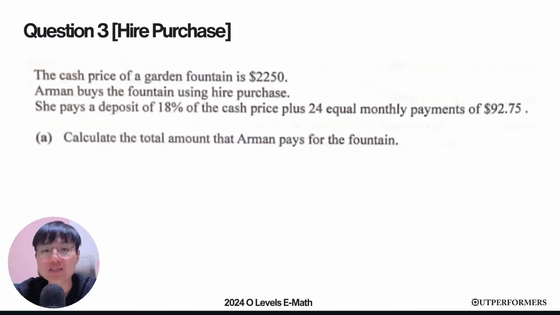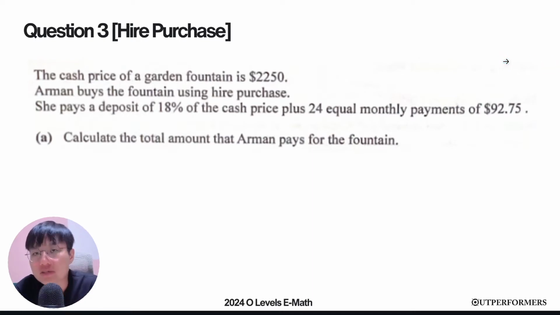We have the cash price of a garden fountain to be $2,250, and Arman buys the fountain using hire purchase. She pays a deposit of 18% of the cash price plus 24 equal monthly payments of $92.75. Calculate the total amount that Arman pays for the fountain.